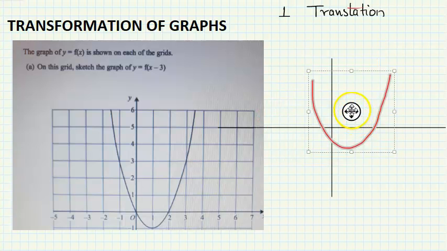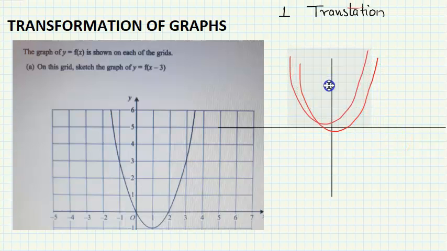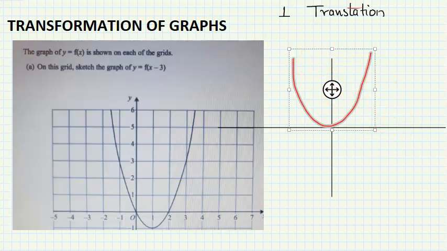Let me give you an example. Suppose this is the graph. Now in this graph, this is the coordinate of vertex. So this is called vertex and its coordinate is 0, 0.